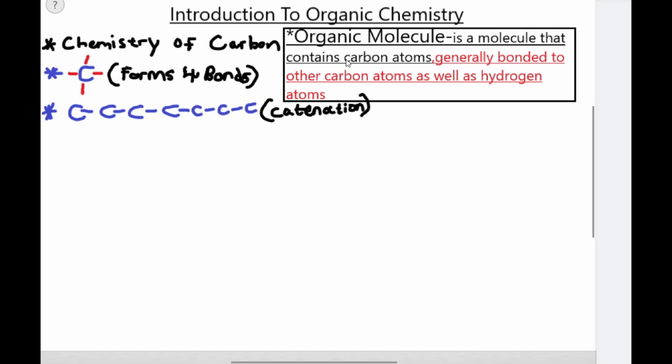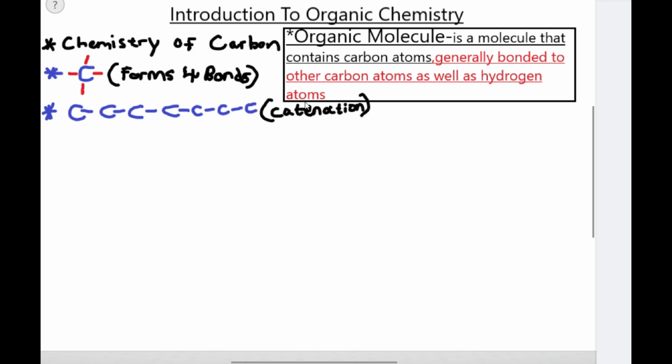It's also very important to note down that an organic molecule is a molecule that contains carbon atoms generally bonded to one other carbon atom as well as hydrogen atoms. So we must have both carbon and hydrogen for the compound to be organic. Carbon monoxide doesn't have hydrogen, therefore it's not organic; it's inorganic. Carbon dioxide also doesn't have the hydrogen atom, so it is inorganic.